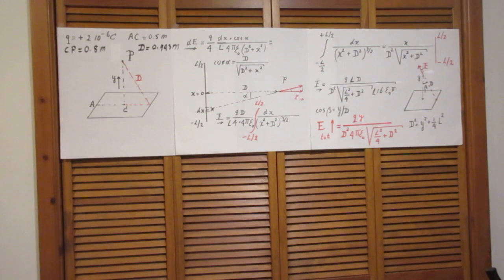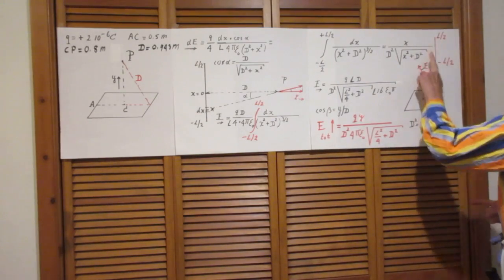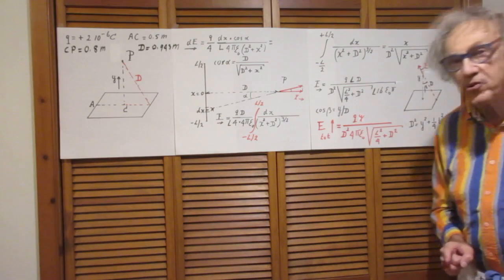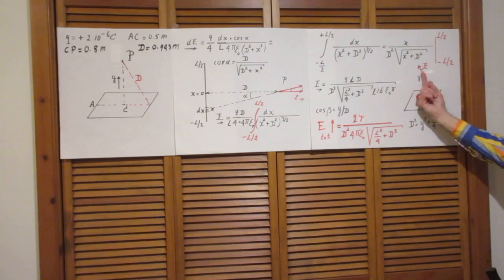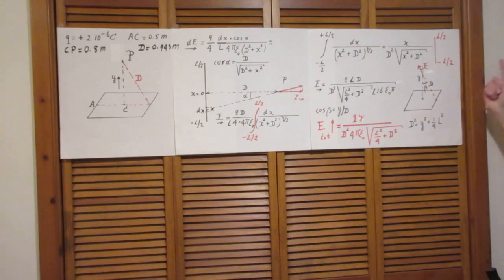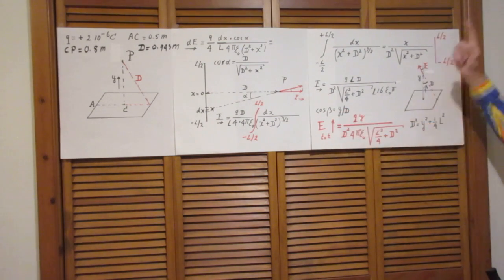How now can I get the component that I am really interested in, which is the component in this direction? That's the only one that will be non-zero. I now have to multiply this result by the cosine of this angle, and that gives me then the vertical component vertical to this plane. The cosine of that angle beta is y over d, and here, ta-da-da-da, is my final result.